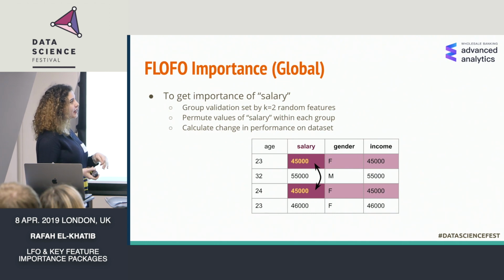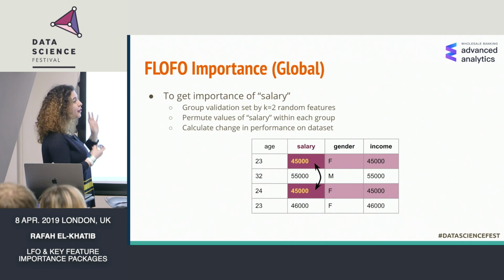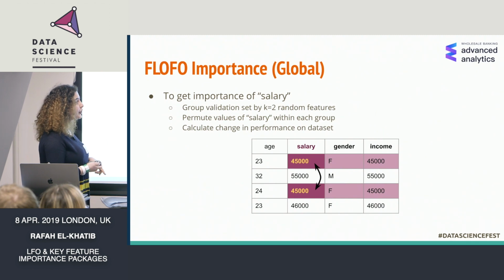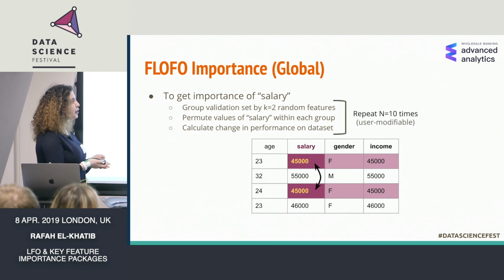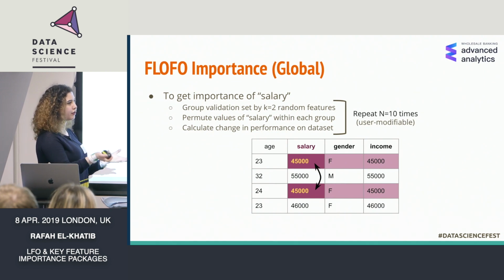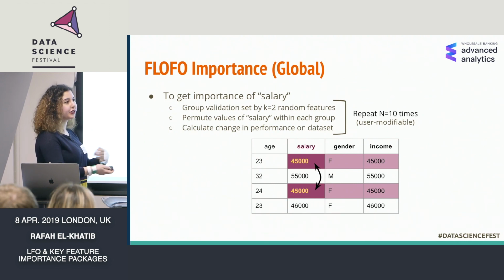But then you might think, okay, this choice of gender and income was random, but it could have been very biased. What if they're very highly correlated to salary or very uncorrelated? And when you want the importance of age, you find something very different. If this time it was correlated, next time it's uncorrelated. It's not fair. So that's why we make this choice of two random features at least 10 times. This time we chose gender and income, next time we'll choose age and gender, the third time something else. Every time we permute and look at the change in performance, and then we get the average change of performance over all these n times.